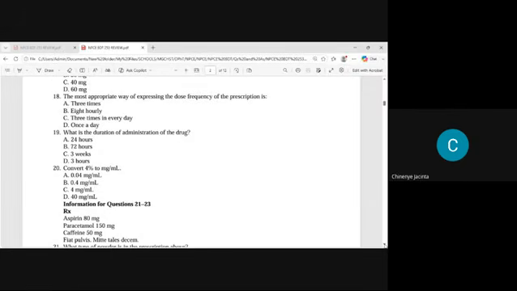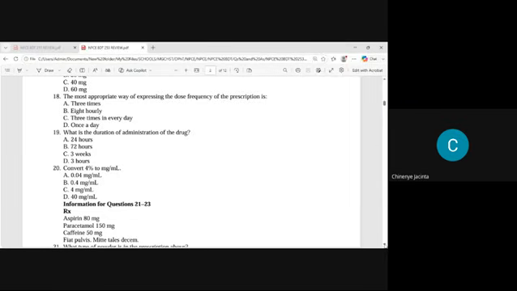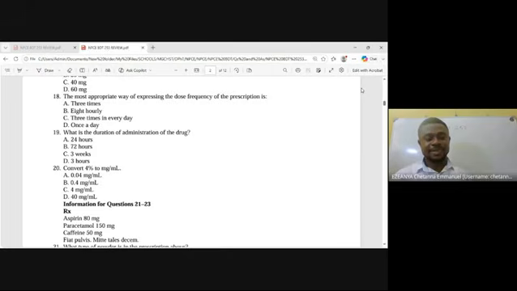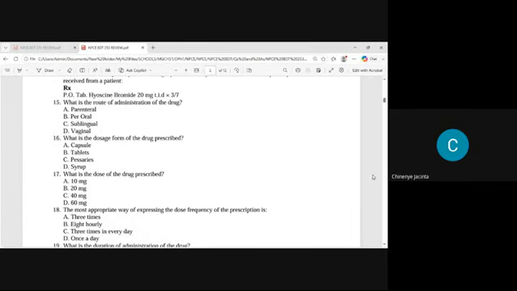Number 18, the most appropriate way of expressing the dose frequency of the prescription is 3 times in a day, in every day. What's the answer? 8 hourly. That's the most appropriate way, but not 3 times in every day. If you do 3 times in every day, you can take it at any time. Then 3 times in a day.